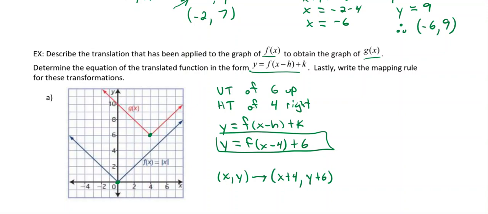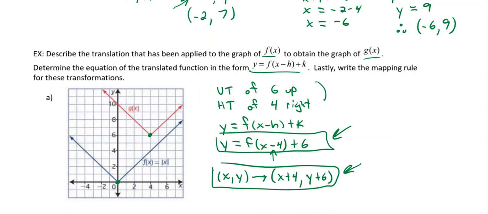This is probably the most common place where people get confused about what's happening here: they confuse when to go plus and when to go minus, right? Your x value is only the opposite of what you think in the equation. For your mapping notation, it's exactly what you're doing, right? So if we went 6 up in the mapping notation, you're going 6 up. If we went 4 to the right in the mapping notation, you're going 4 to the right. So it's only backwards in the equation, okay?